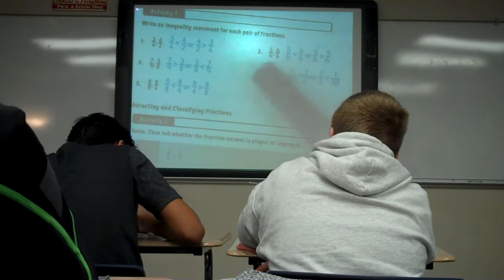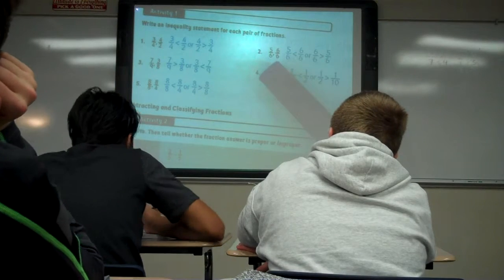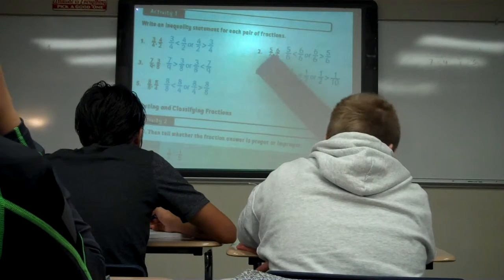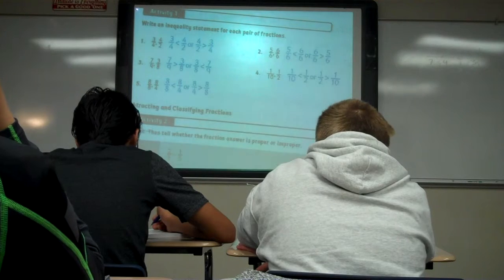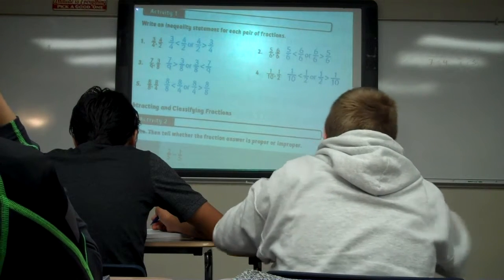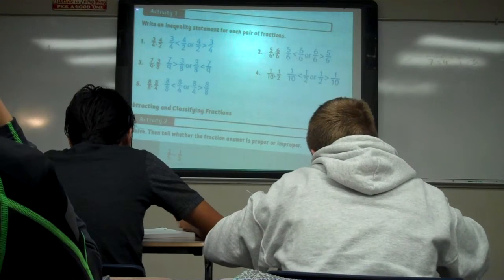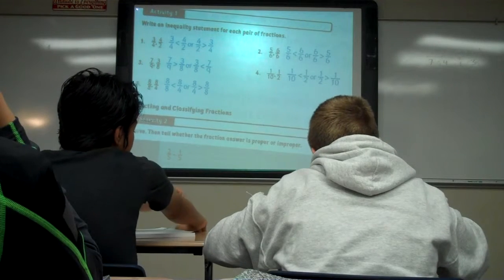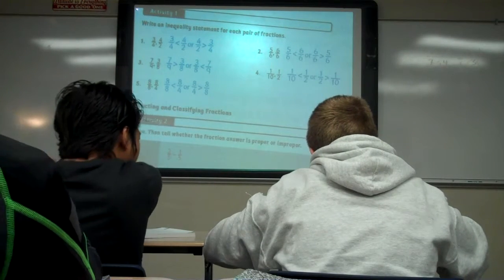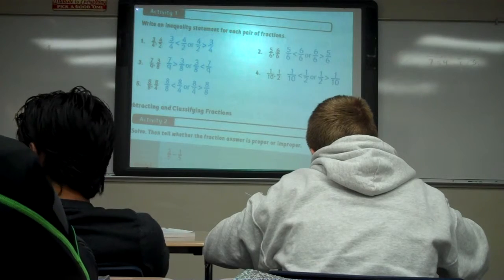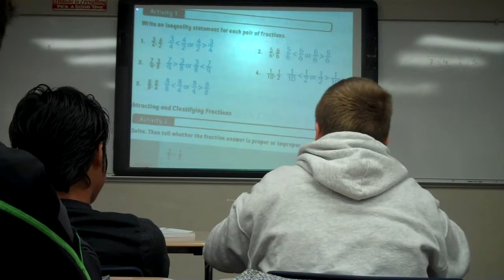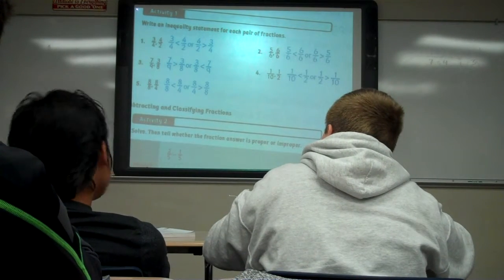2, both had 6 on the bottom, so those are easy to compare. It'd be a less than sign if you left them as it is there. So 5/6 is less than 6/6. Or if you flip them around, it'd be greater than. 3, there you got 7/9 greater than 3/8. Or flip them around with the less than.